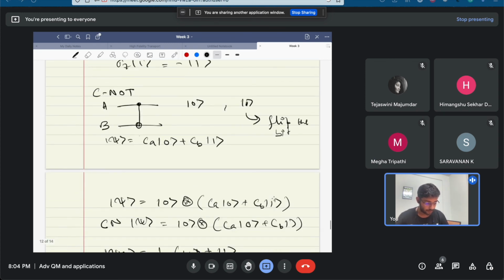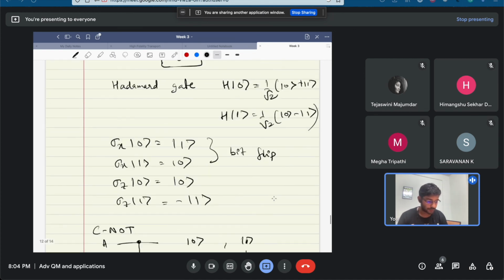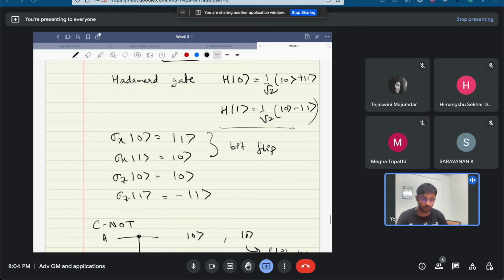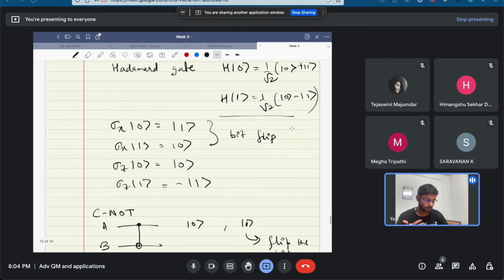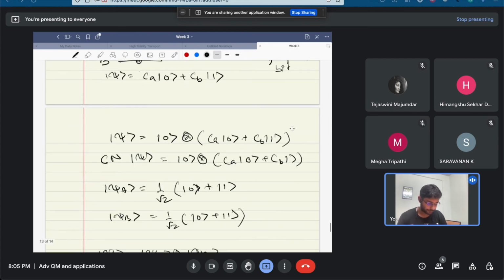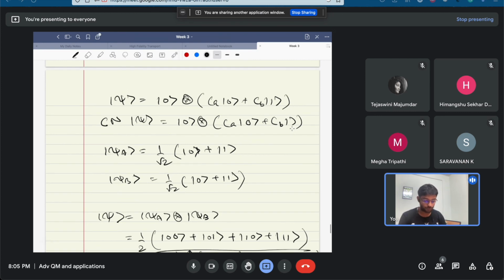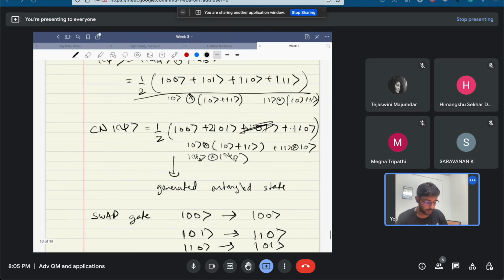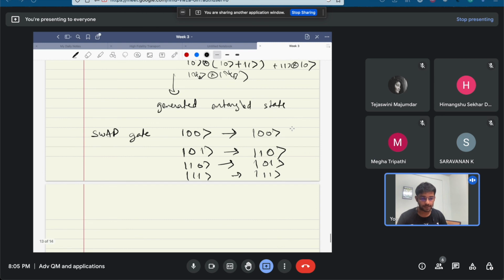So you can create a superposition using the Hadamard gate. You can flip the bits, so whenever you want to do any operation, let's say you want to flip one bit, you use a sigma x or sigma z. So these are the main gates that are required in the quantum computing world, and one of the most important is the CNOT gate that can give you an entangled state.